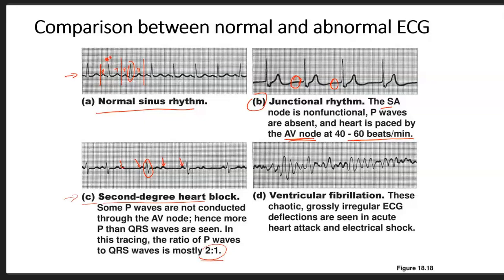Okay. And then for the fourth diagram, it shows you ventricular fibrillation. This chaotic, grossly irregular ECG deflection is seen in acute heart attack and also electrical shock. Okay, so this is the comparison between normal and abnormal ECG.